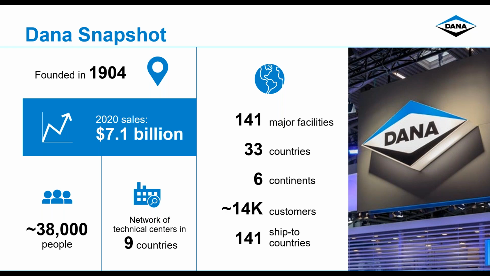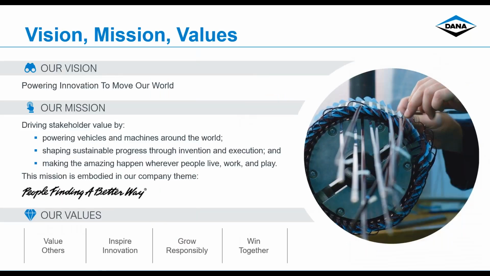Dana's sales in 2020 were $7.1 billion, and it covers a lot of vision, mission, and values. In fact, our mission is powering innovation to move our world, and it is based on our vision, that is driving stakeholder value by powering vehicles and machines around the world, shaping sustainable progress through invention and execution, and making the amazing happen wherever people live, work, and play.